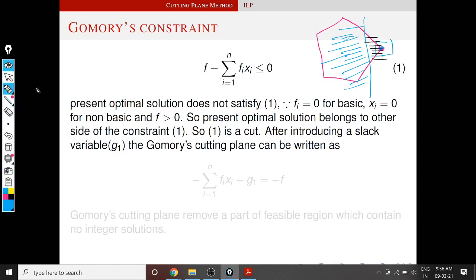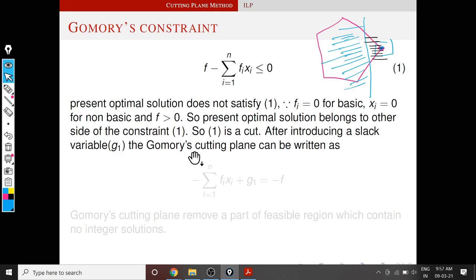So next, the present optimal solution does not satisfy 1 because all the fi's are 0 for basic and xi equal to 0 for non-basic, and f is positive. So the LHS is a positive quantity. That's why we say that the present optimal solution doesn't satisfy this inequality. The present optimal solution belongs to the other side of constraint one. So one is a cut.